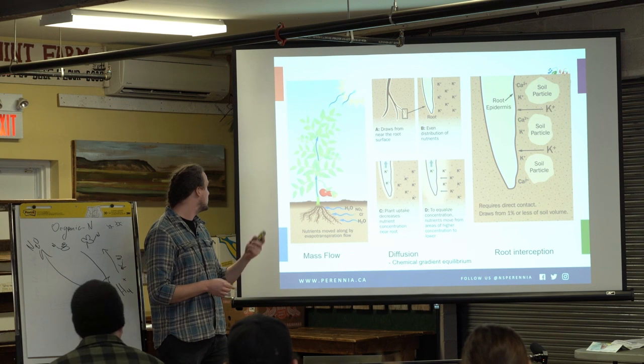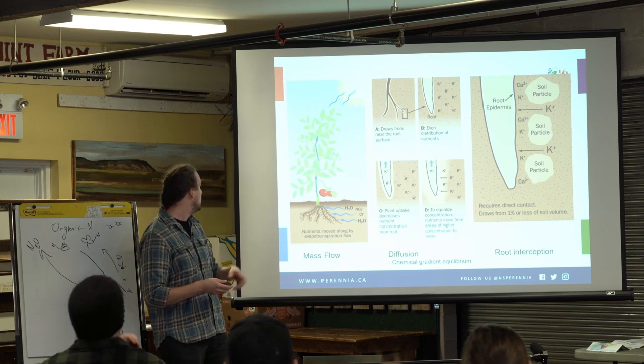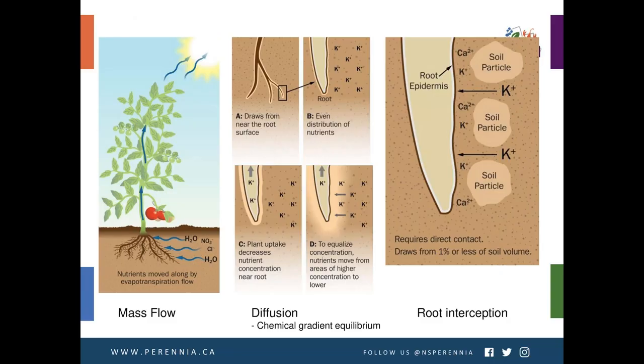Caitlin has already talked about these. She did a great job. The only thing I'd like to add is that mass flow is only happening when the plant is actively transpiring and growing. So it's very much determined by environmental conditions, temperature, but it's important to have plants actively growing. That's the only time that the water is moving through the plants.